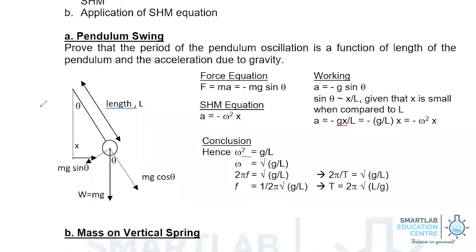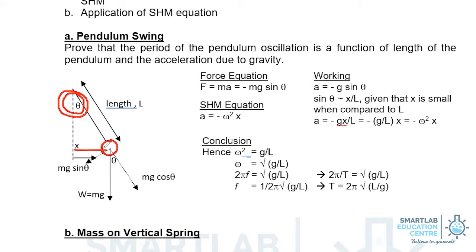Now let's take a look at the oscillation of a pendulum. Take a look at the pendulum swing. In the example, we'll be assuming that the angle theta is small, hence there's insignificant change in the gravitational potential energy of the bob when it is undergoing simple harmonic motion. So let's take a look at the equation.